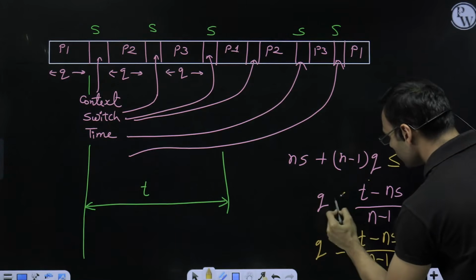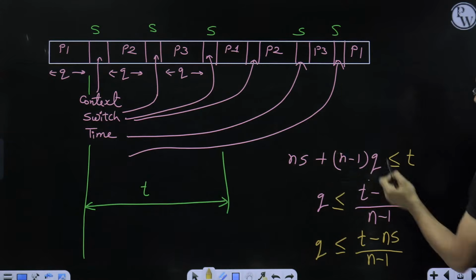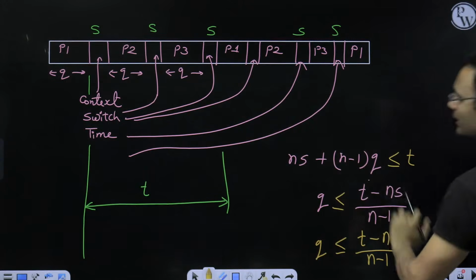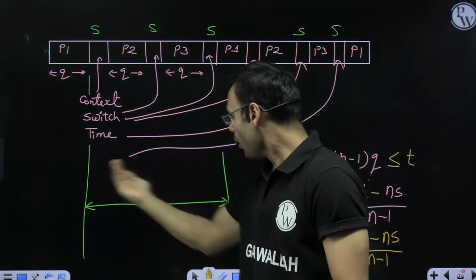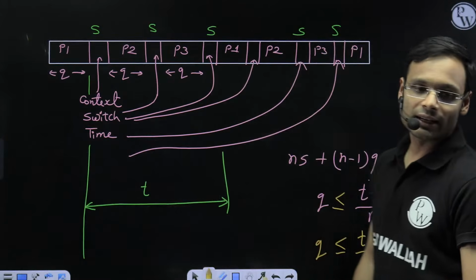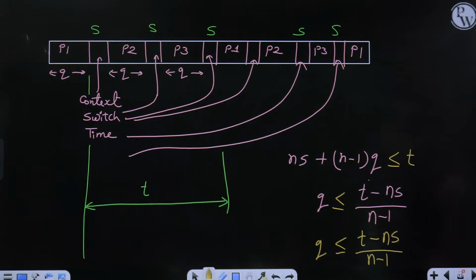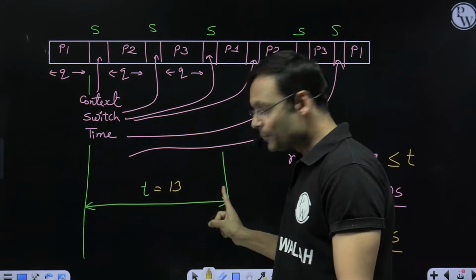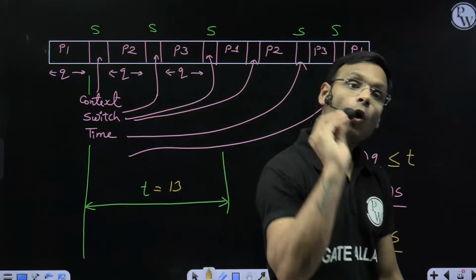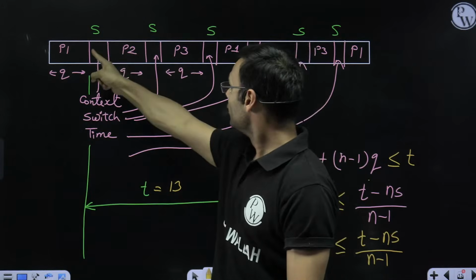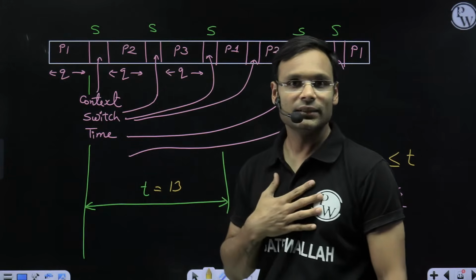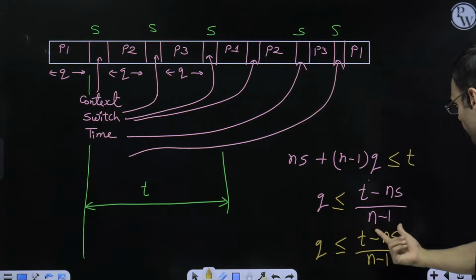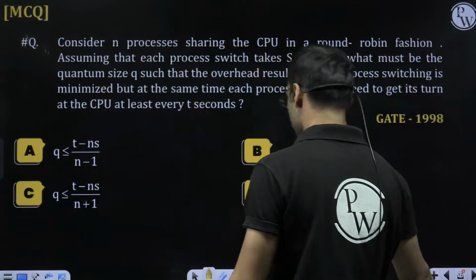So q should be chosen in such a way that this complete calculation is either t or lesser than t, so that every process, either within t or before that, can get the chance again and again. So let's assume t is 13. If I choose q as 5, fine. If I choose q as 4, also fine, just because 4 plus 4 is 8, plus 1, 1, 1 is 11, less than 13, no problem at all. So quantum should be less than or equal to this much time, which is option A.